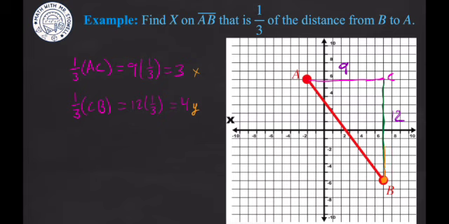1, 2, 3, 4. Over by 3. 1, 2, 3. So that would be 1/3 of the distance from B going to A. So we can say point X is at 4, -2. That is where point X is.